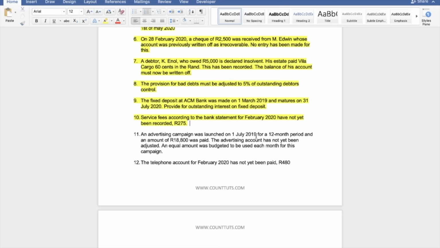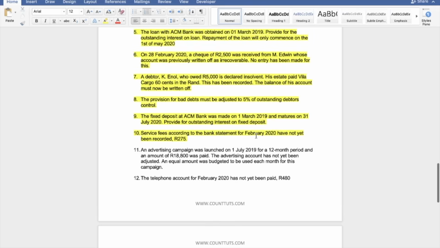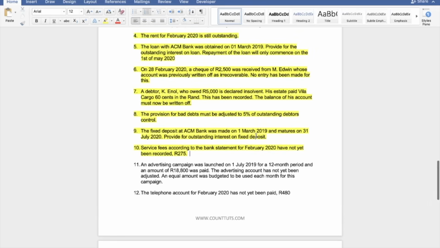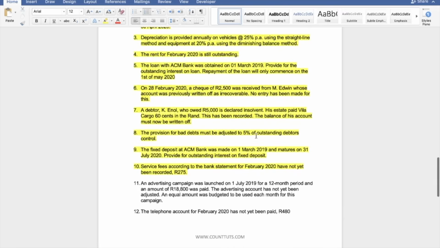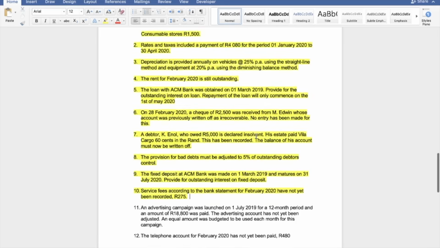We've paid for months outside our financial period, so we need to remove the amount from that expense and put it as a prepaid expense. So we'll take 18,800 rand, divide by 12 times 4 months to see what we need to remove, or you can take 18,800 rand times 4 divided by 12 months.